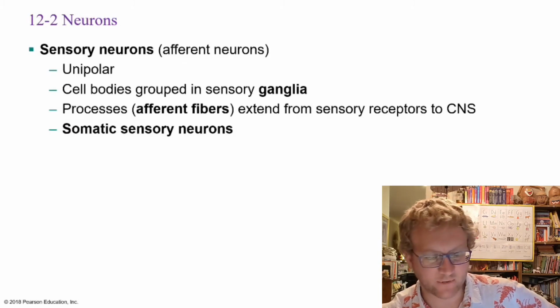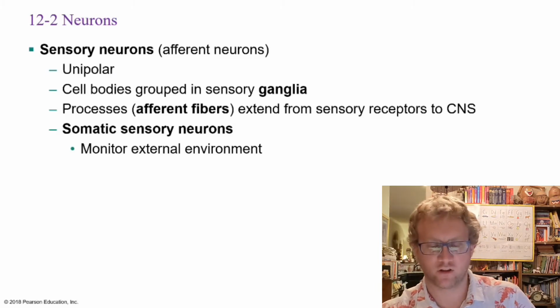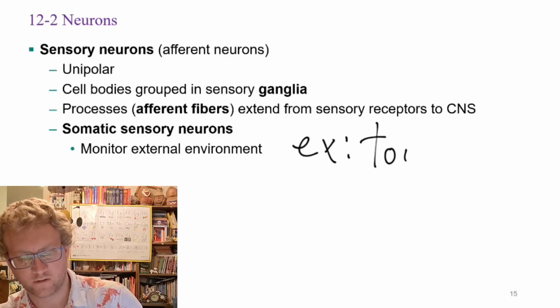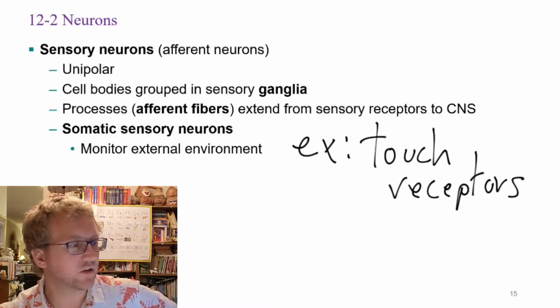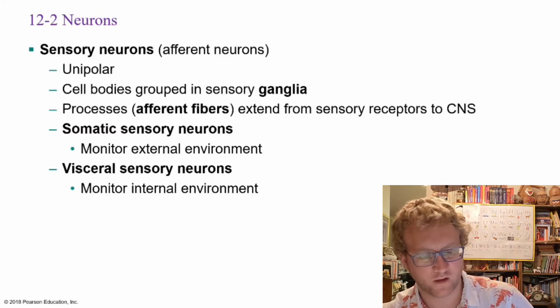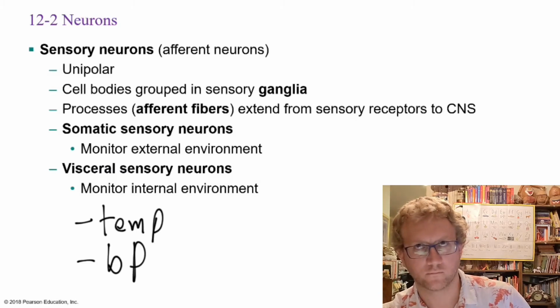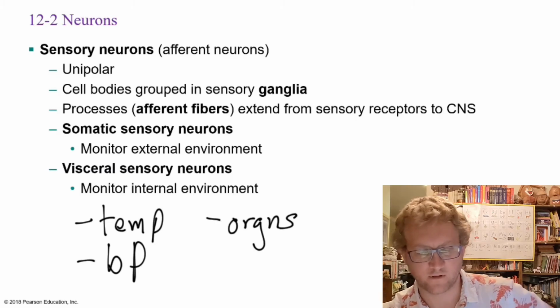We have different types of sensory neurons. We've got somatic neurons, which monitor the external environment. An example would be touch receptors, right? What else? Visceral sensory neurons are monitoring the internal environment. So these are going to monitor temperature, they're going to monitor blood pressure, what else? They're going to monitor the organs, right, if any damage has happened to them or anything like that.